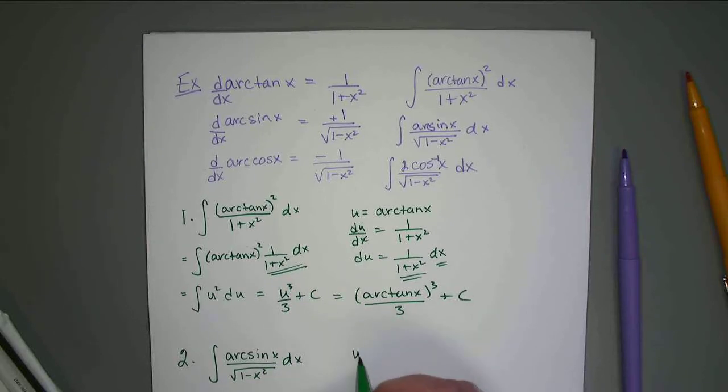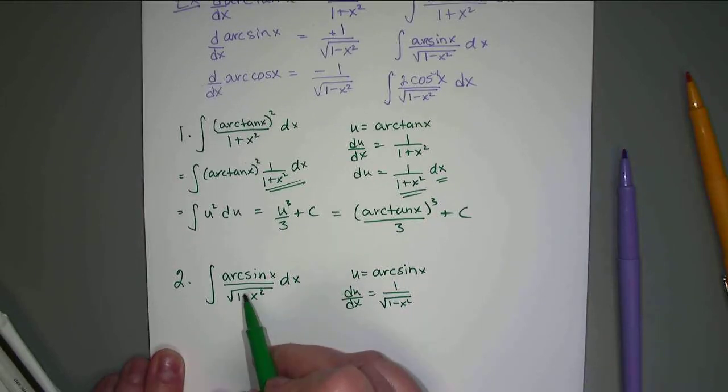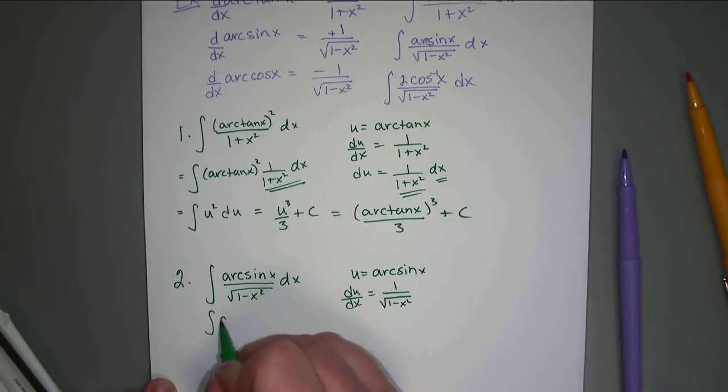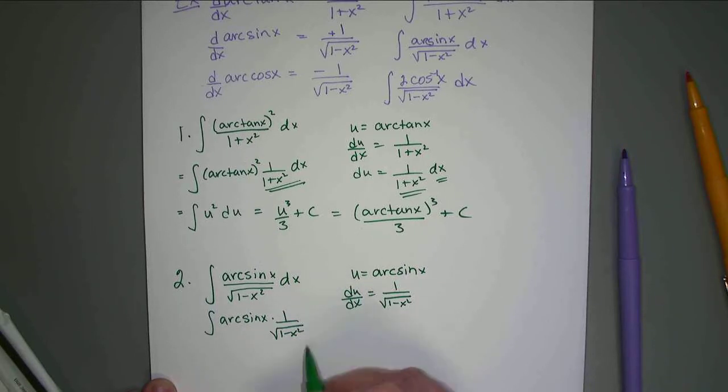you let u equal arcsine. The derivative is 1 over root 1 minus x squared. And that's all we have in here. We don't even have a bracket to a power or anything. We've got the 1 over root 1 minus x squared dx.